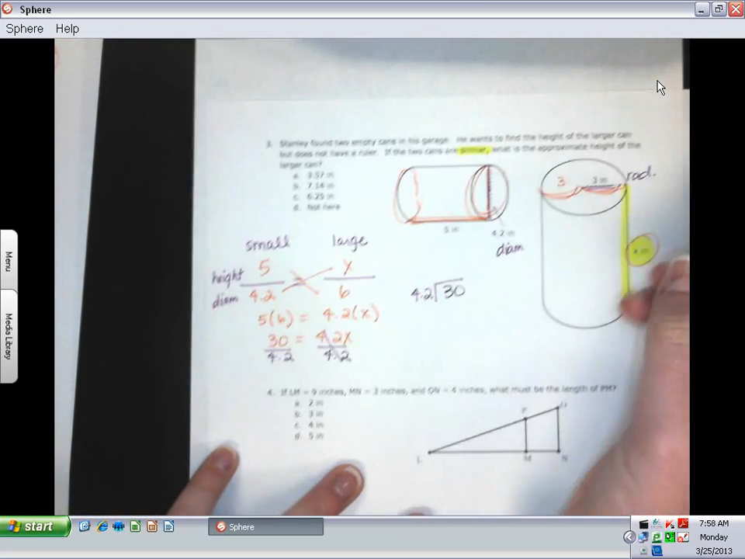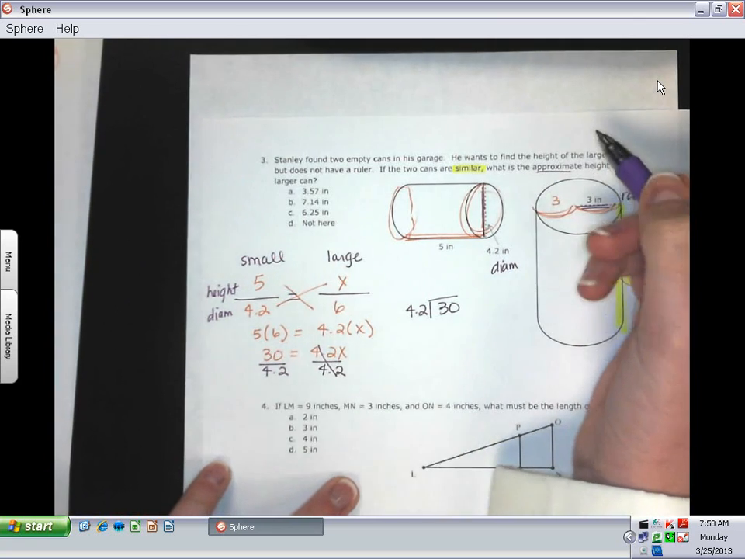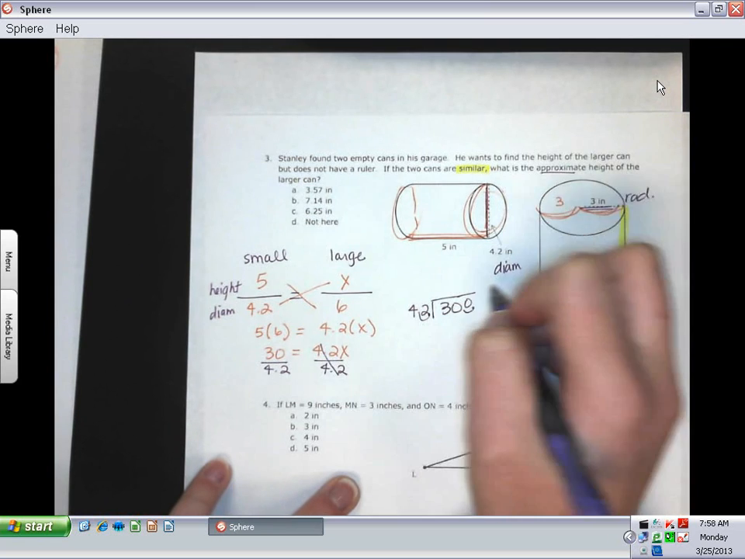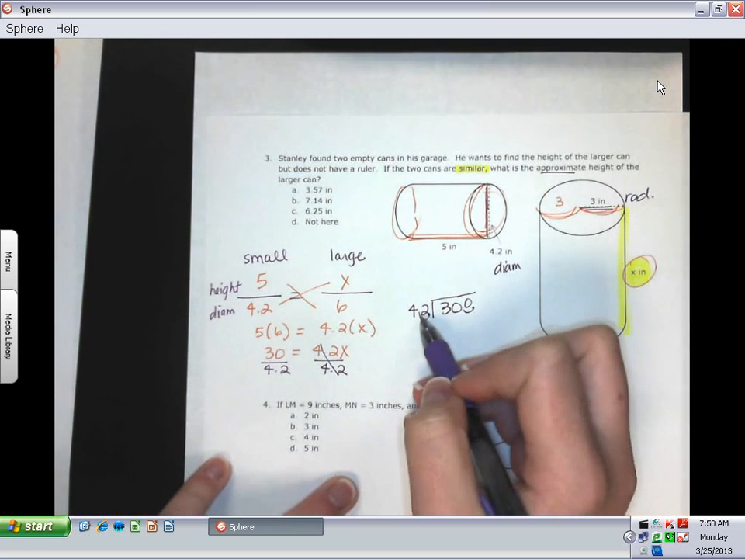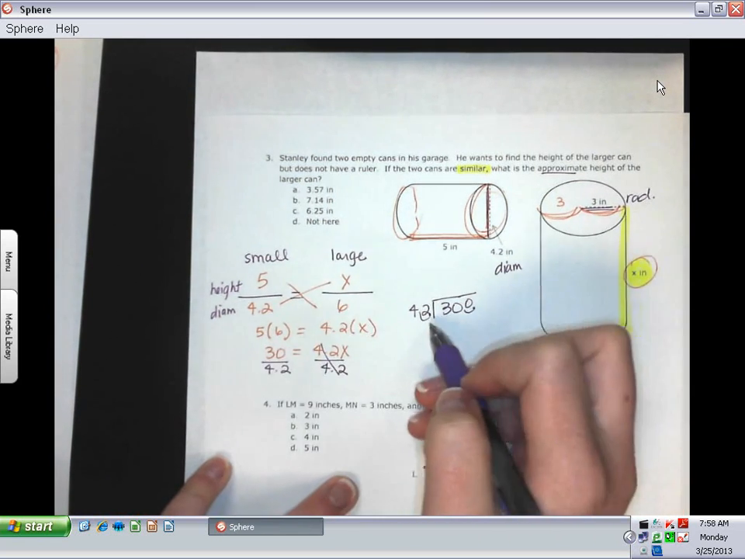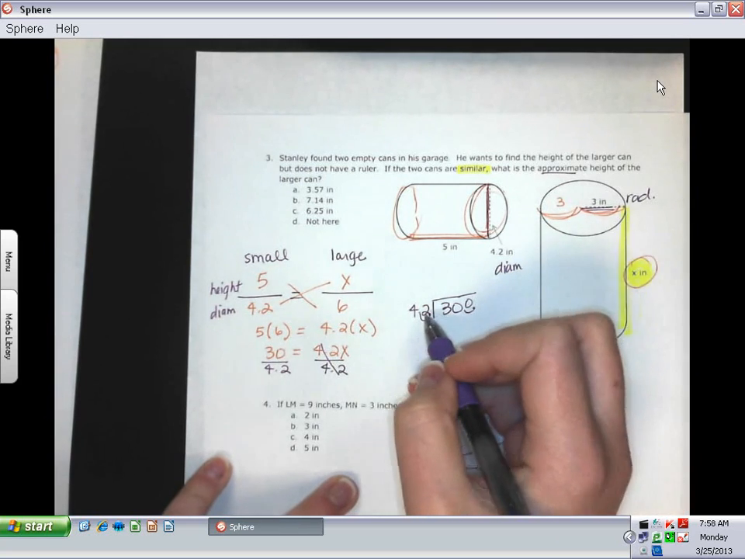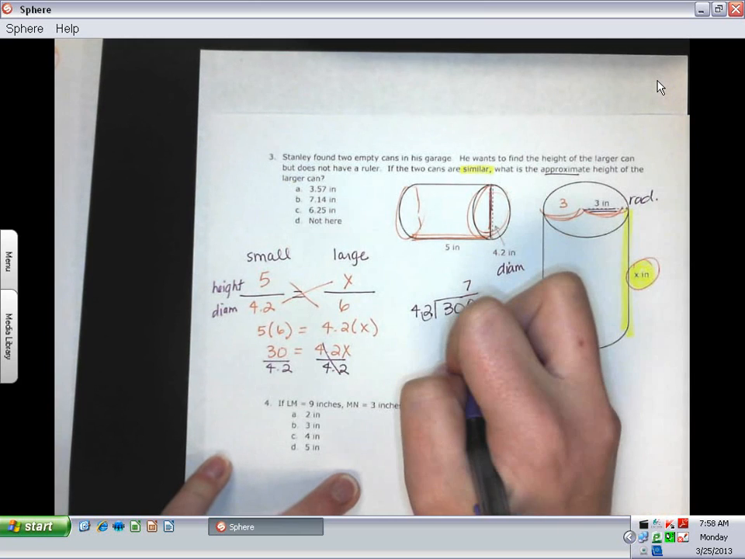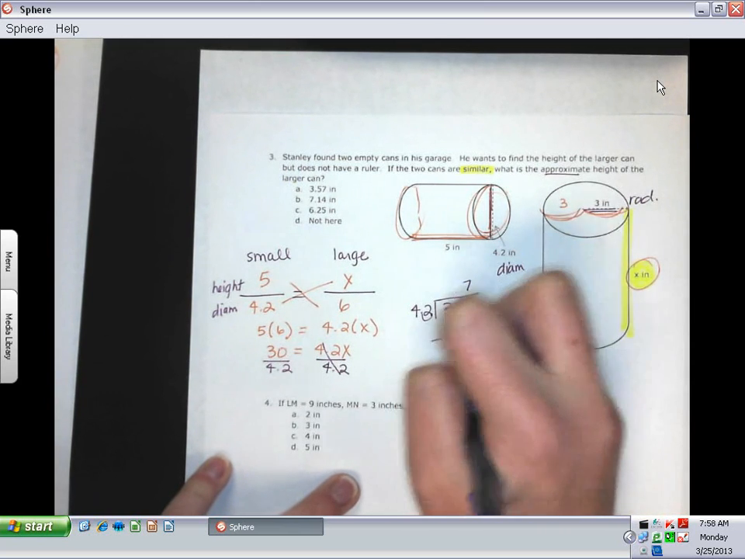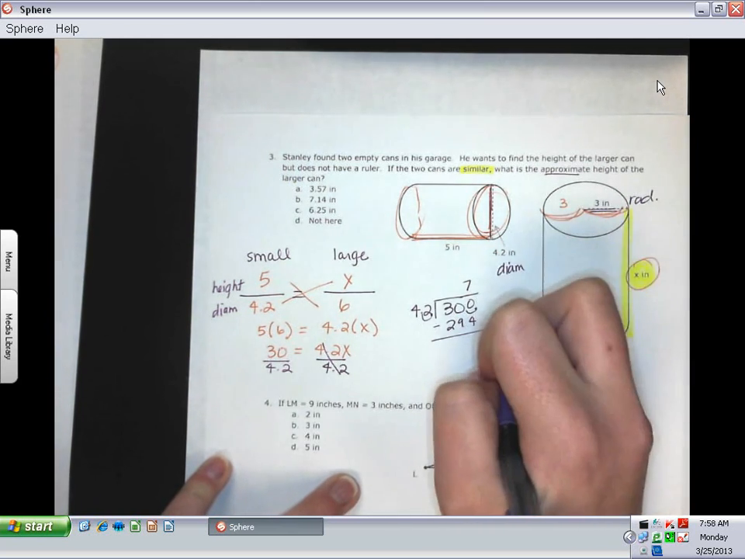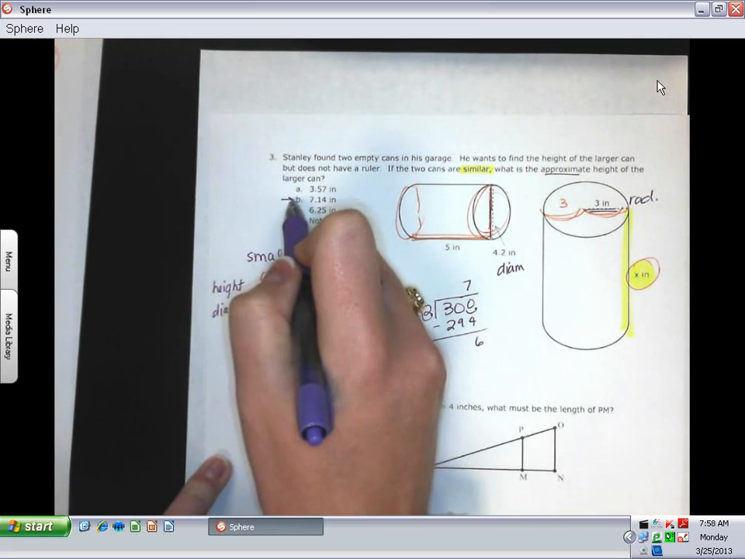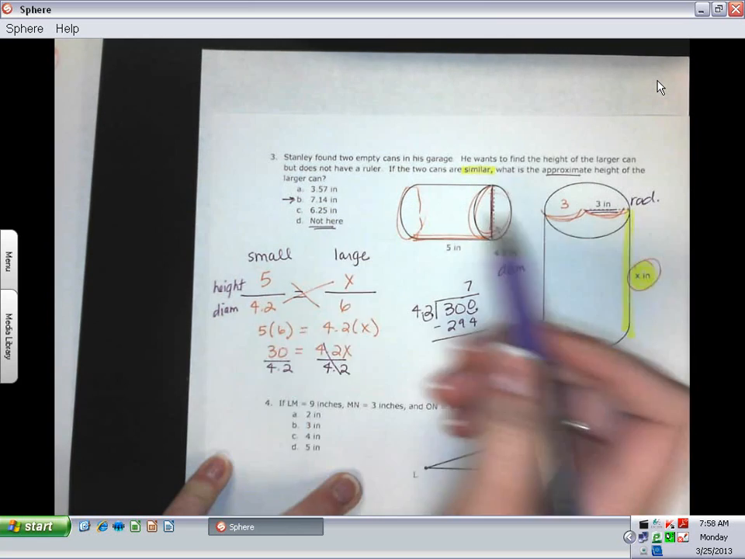And when I look at this, it says approximate, which tells me I'm not going to get an exact answer. So I'm going to go ahead and divide by 4.2 because my answers are close, but I need to hop the decimal. 42 goes into 307 times, and 7 times 42 is 294. So when I subtract, I know that's 6. So if I look at my answer choices, right now it looks like B is my answer, but I do want to go a little bit further because I have this not here.